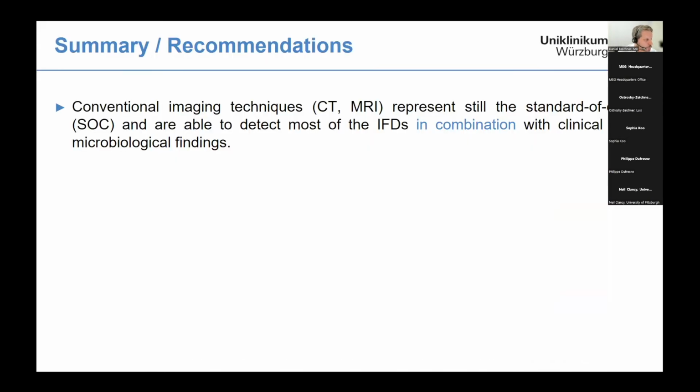So to wrap this up, we have our conventional techniques, CT scan and MRI, that are definitely the standard of care. In combination with the clinical findings and the microbiology findings, applying our criteria, we are able to detect or exclude whether it's very likely a fungal infection or not. Of course, these are old techniques, but from a clinical point of view, they still work in the major forms of infections.